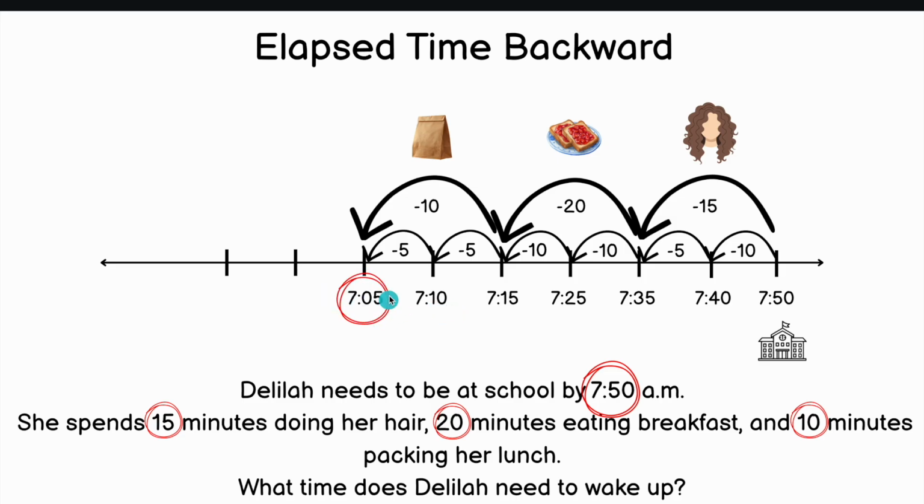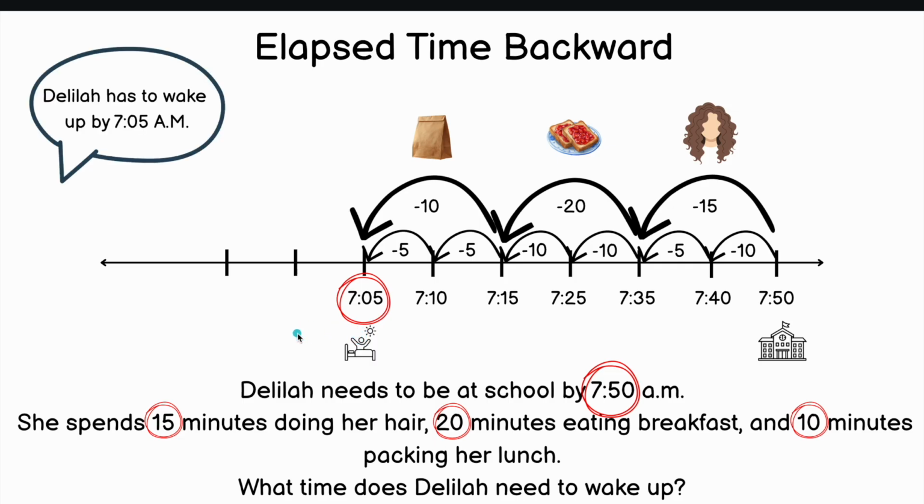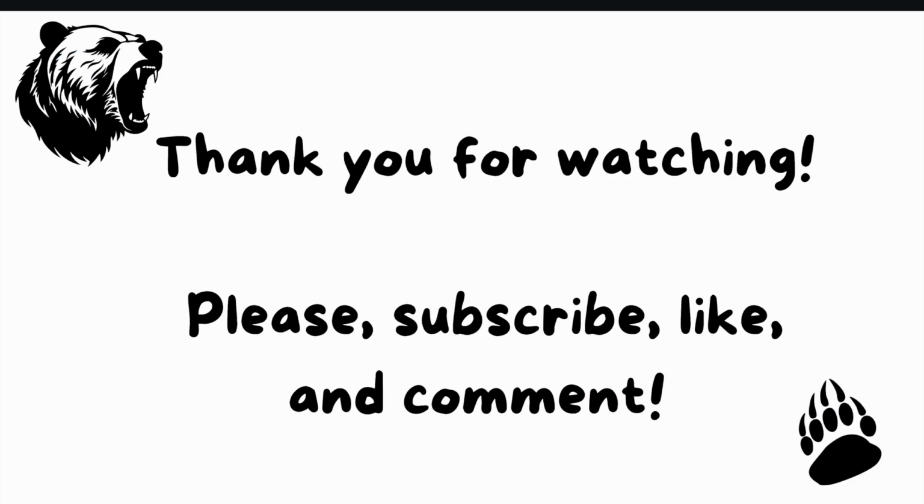That means that Delilah needs to wake up by 7:05 a.m. Delilah has to wake up by 7:05 to make it to school on time. Remember, she takes 10 minutes packing her lunch, 20 minutes eating breakfast, and 15 minutes doing her hair. So she'll get to school on time if she wakes up by 7:05.